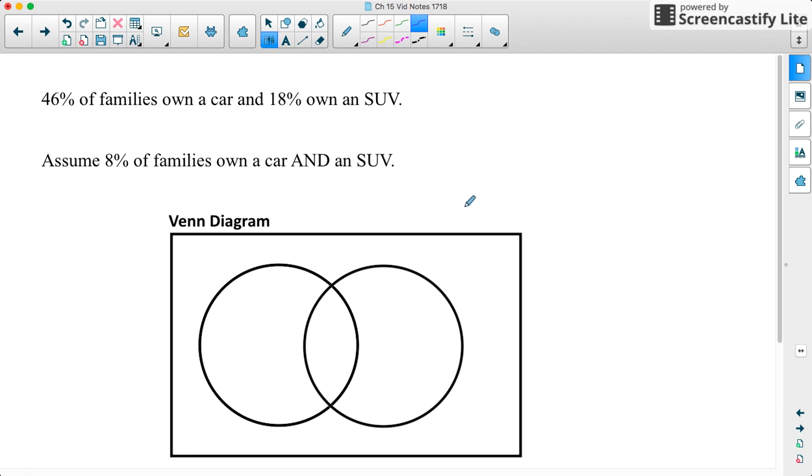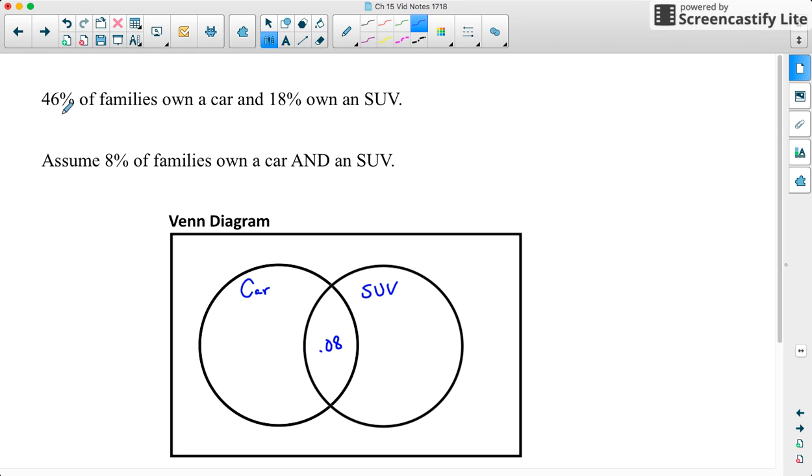In this Venn diagram, we're going to see what we can fill in. The first thing we're going to say is this circle here represents all the people that own a car, and this circle here represents all that own an SUV. And in the middle is the people that own both. So here we're going to put 8% or 0.08 in the middle, because that's the percentage that happens to own both.